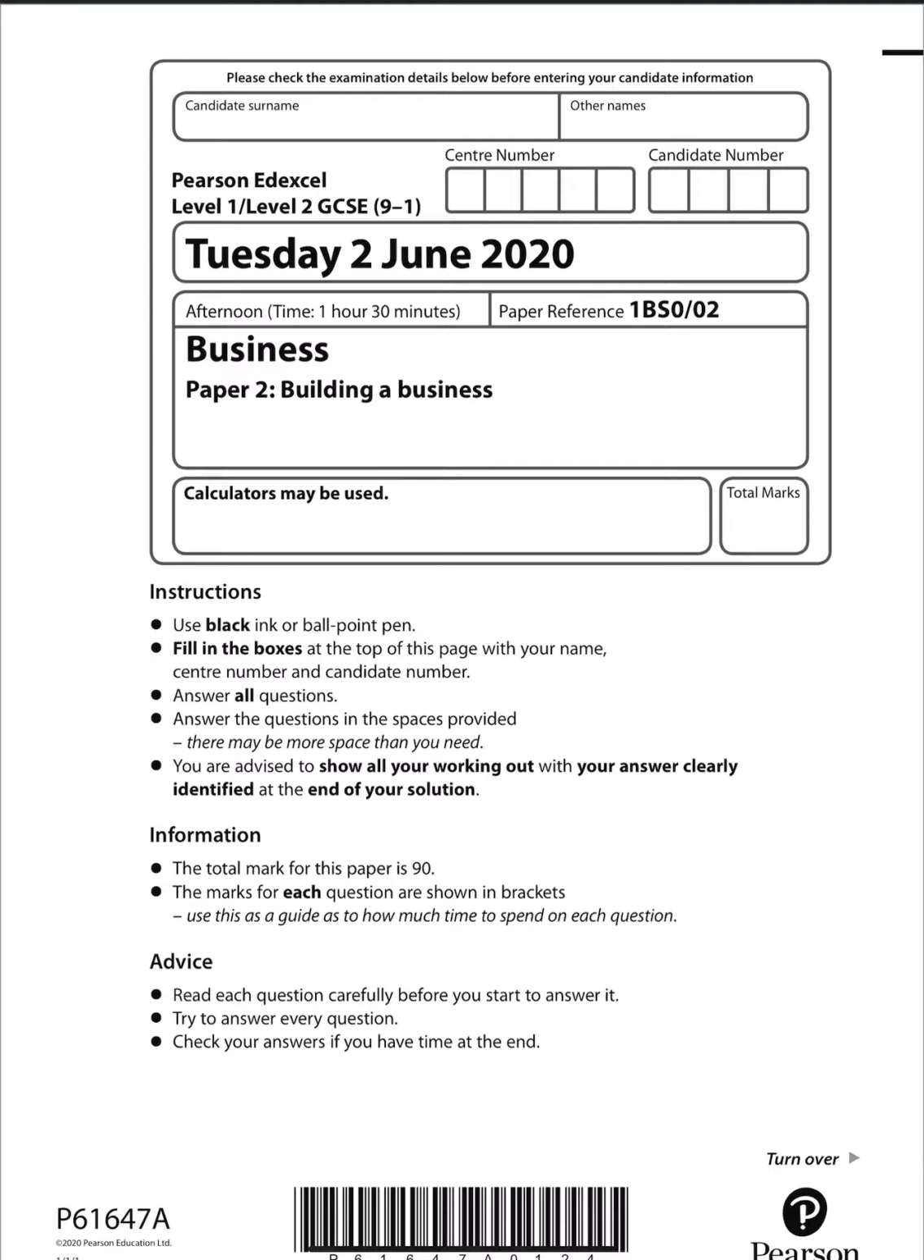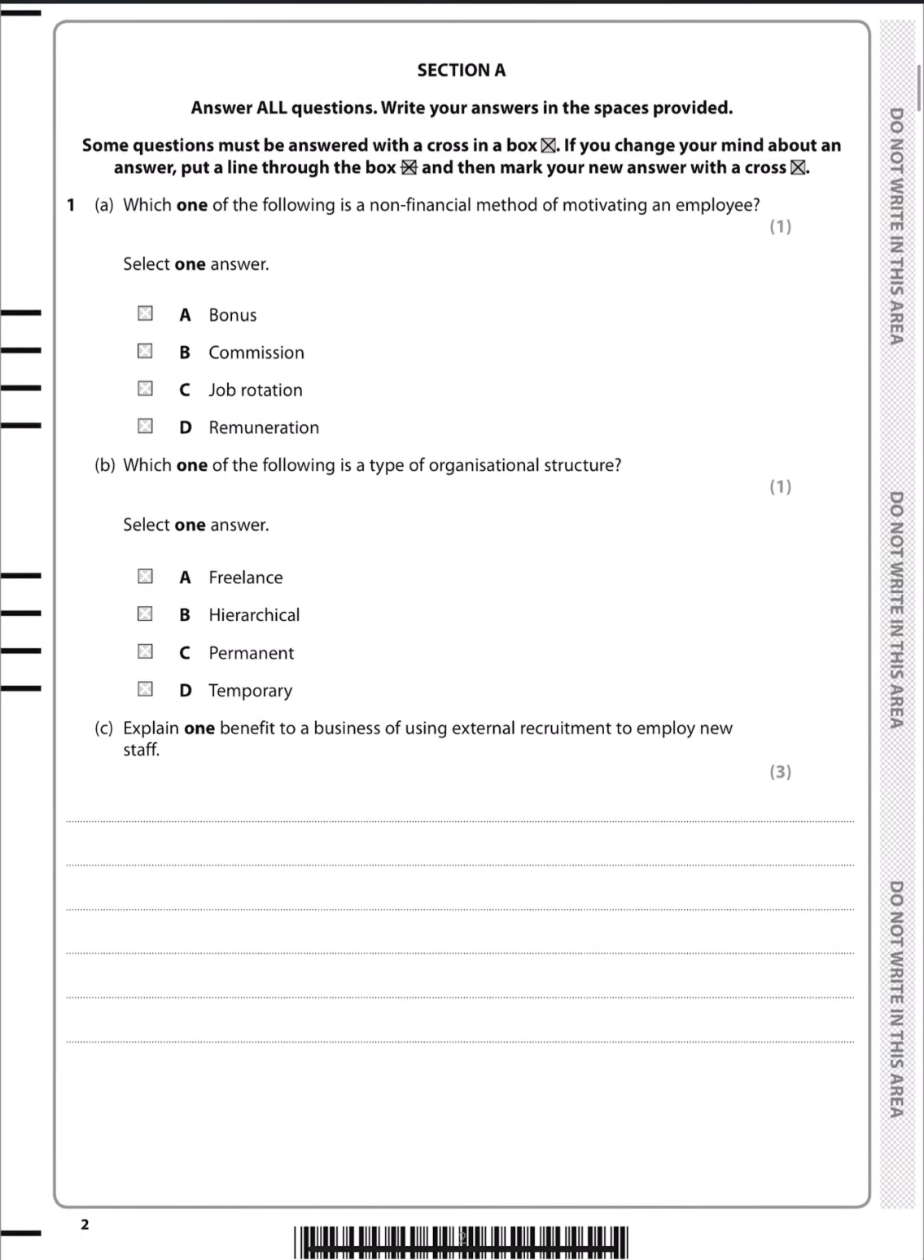Papers. And previously we've solved paper 1. Today we are going to solve paper 2. It's from June 2020 and it's building a business. So let's get started with it. We're just going to solve section A today, and we'll be back with more videos with section B and C.